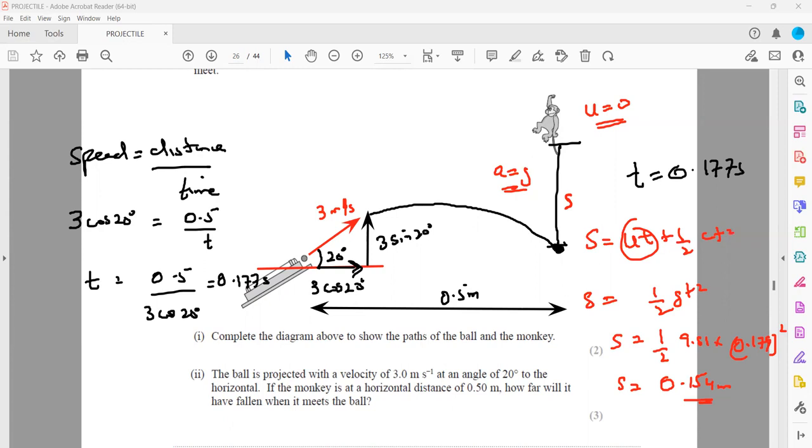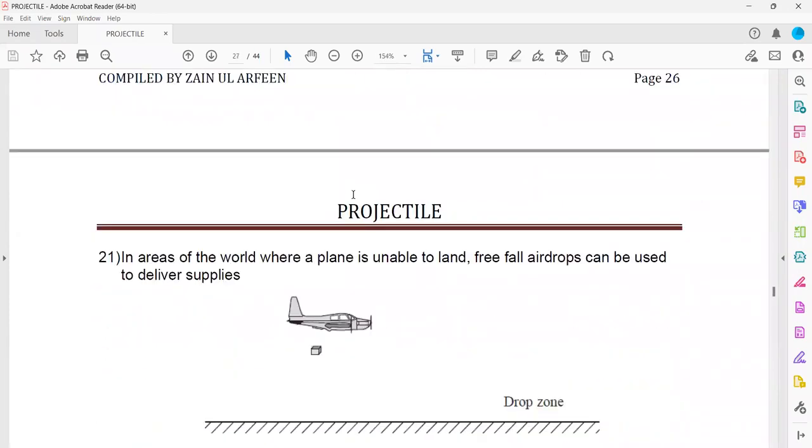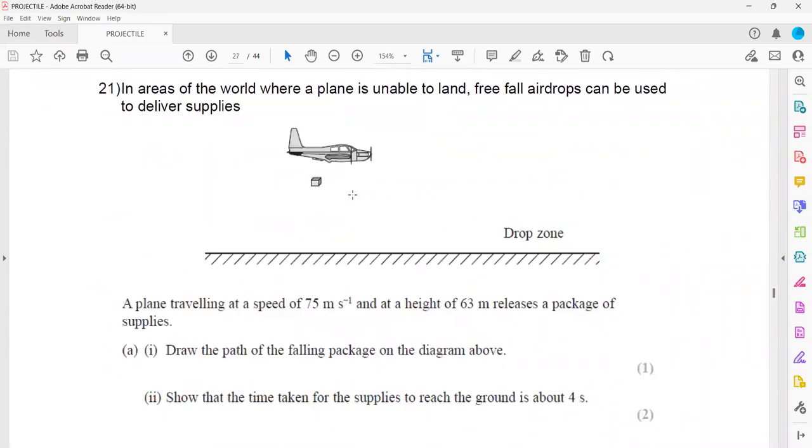Like that is a distance which is covered by the monkey. Then next is question 21. Instead of discussing a specific part from the question, I'll discuss the whole question.